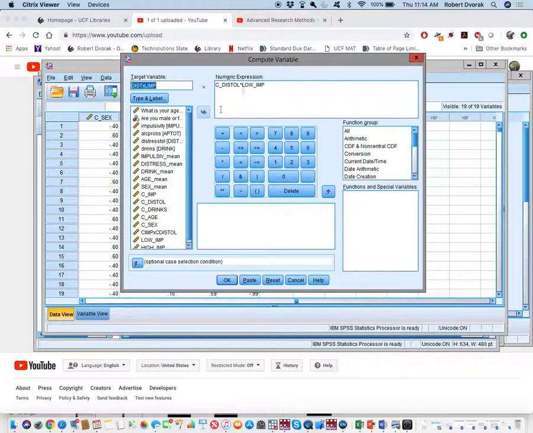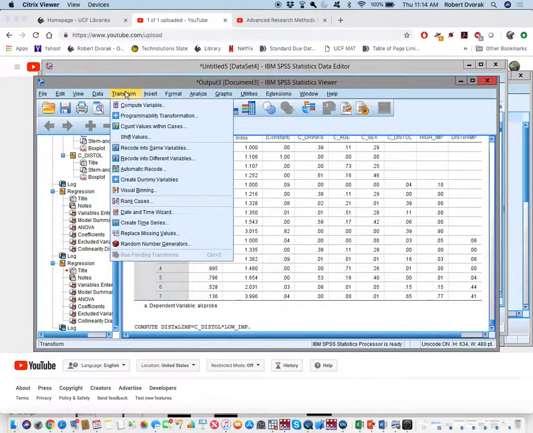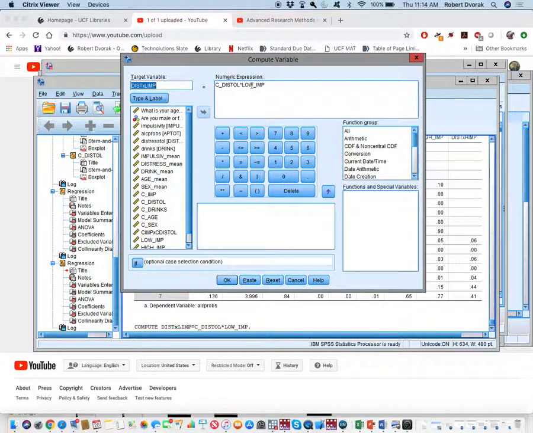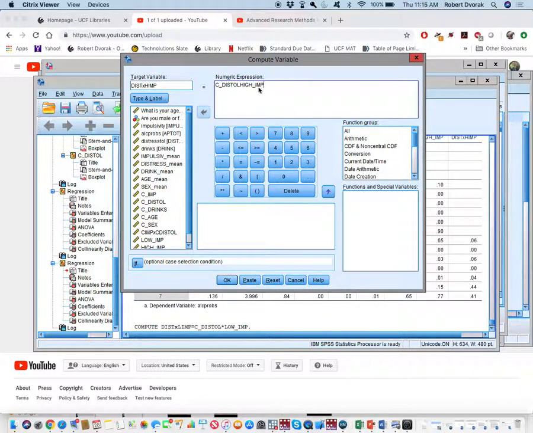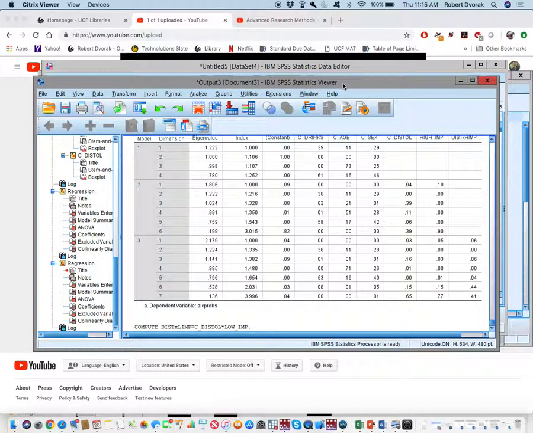Transform, compute. That's low. Okay. Transform, compute. I just want to make sure that I have high here. Thank you. Oops. Okay.